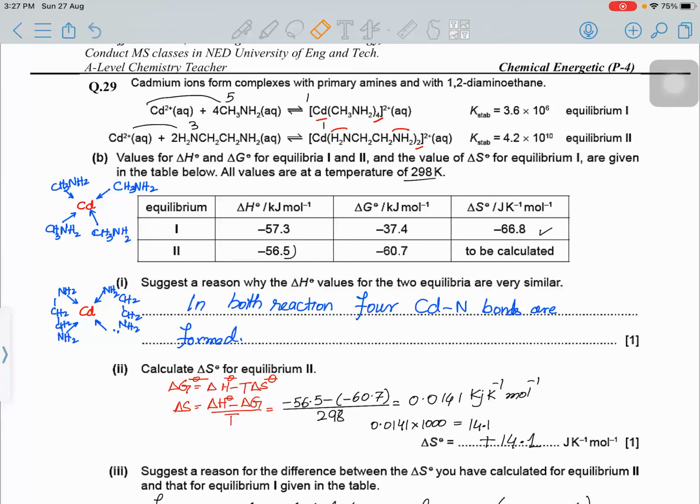Are you getting my point or not? Alia? Yes, sir, I'm getting it. So fewer moles of solute are forming, meaning 1 mole, right? So less loss of disorderness. In equilibrium 1, we have 5 moles, 5 to 1, so more decrease in entropy. But in the second, 3 convert into 1, so less disorderness. Entropy is positive.